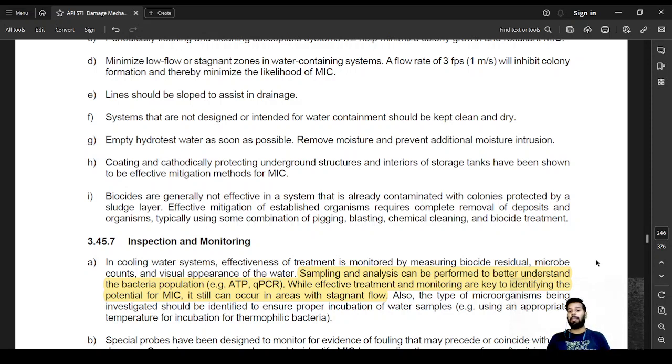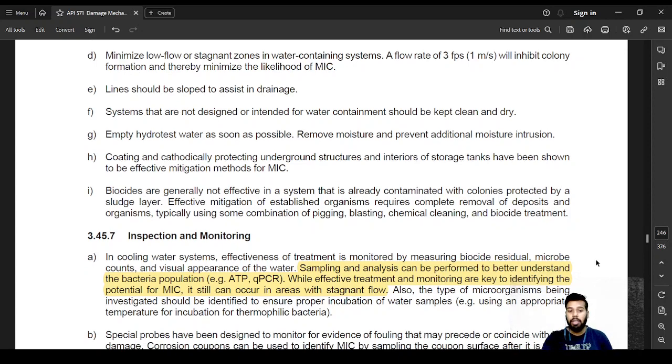Coating and cathodically protected underground structures and interiors of the storage tank have been shown to be effective mitigation methods for MIC. Biocides are generally not effective in systems that are already contaminated with colonies protected by a sludge layer. So effective mitigation of the established organisms requires complete removal of deposits and organisms, typically using some combination of pigging, blasting, chemical cleaning and biocide treatment. Inspection and monitoring.